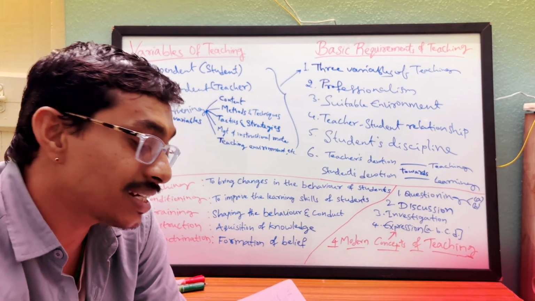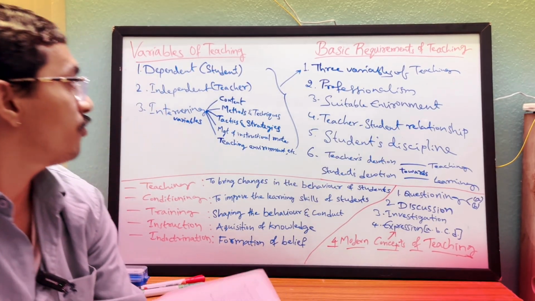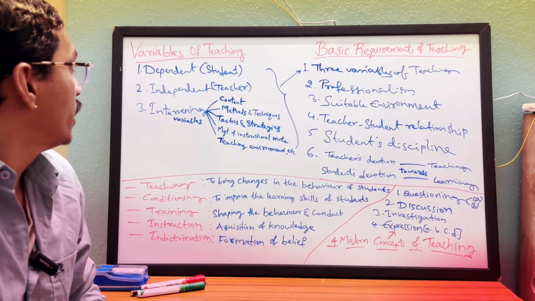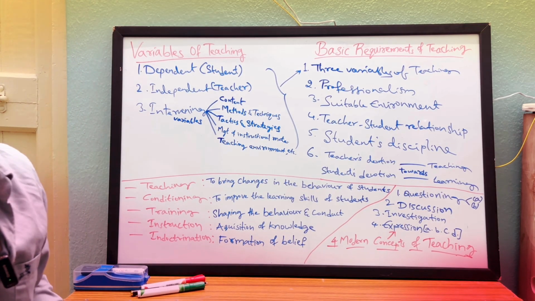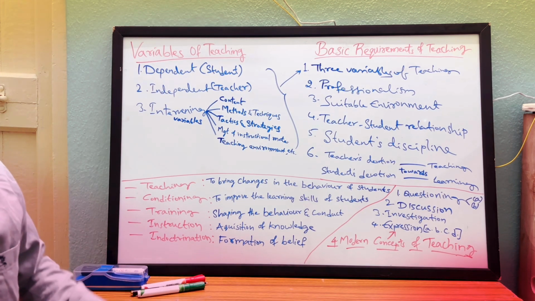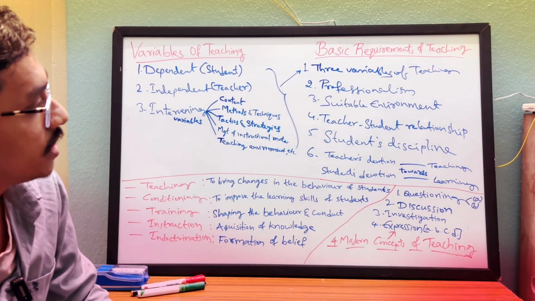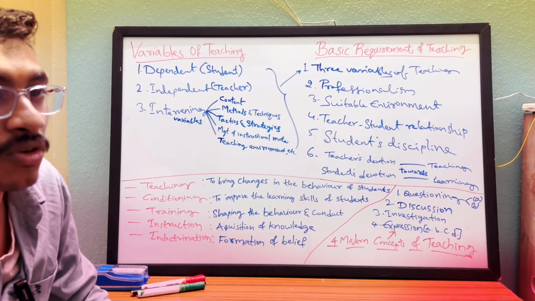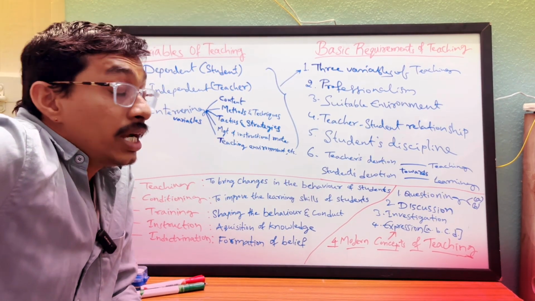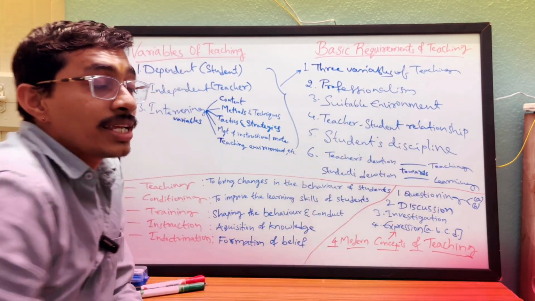So all this comes under teaching as a profession. Okay, so that's all for this video. Variables of teaching, the three variables: dependent is the student or learner, independent variable is teacher, and there are intervening variables also. So under basic requirements of teaching also, all these variables are covered. Along with that, suitable environment is there, professionalism is there, the student discipline is there, teacher-student relationship is there, teacher's devotion towards teaching and students' devotion towards learning is there.